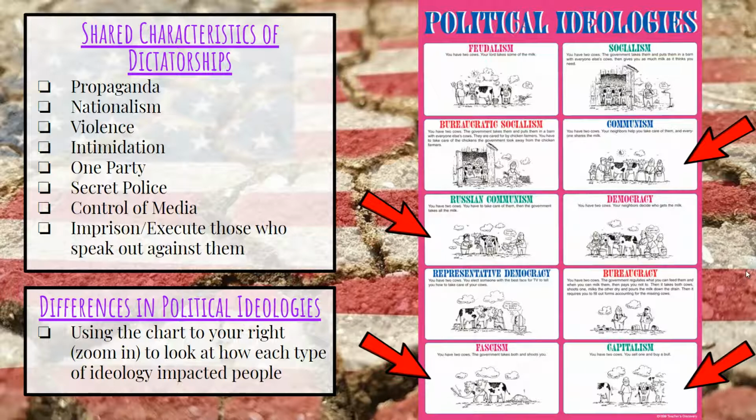There is control of the media. You're only exposed to the information the government wants you exposed to. They don't want you to know everything. Think about Hitler rounding up all the Jews. A lot of the Germans had no idea that they were getting sent to concentration camps and being exterminated in death camps. Okay, we've already talked about imprisoning or executing anybody who spoke against them. You can use this chart. You can pause the video to look at how each ideology impacted people.